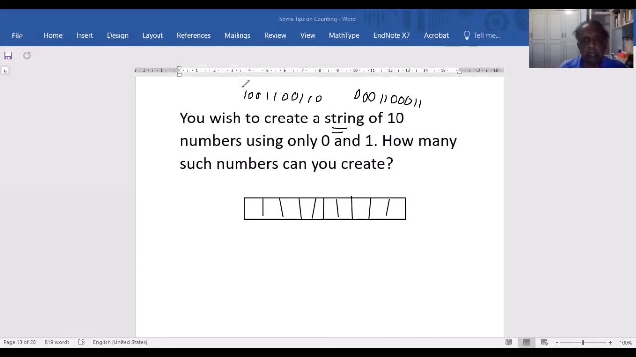And the answer is, well, the first one can be chosen in two ways, either 1 or 0. The second one is also two ways. In fact, you can only have 1 or 0 for each of these, and then the number of numbers you can create is, you have to multiply all these things out according to the second counting principle.